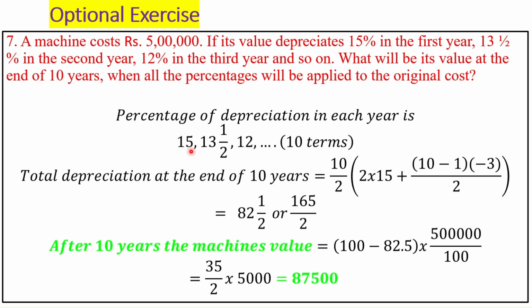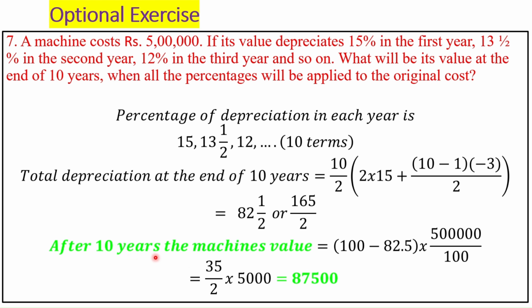So 15, 13 and a half, 12. So this is definitely in an AP, 1.5, 3 by 2, right? Yeah, minus 3 by 2 is the common difference. So total depreciation at the end of 10 years is 10 by 2 into 2 into 15 plus 10 minus 1 into minus 3 by 2. Minus 3 by 2 is the common difference. Which is equal to 165 by 2 or 82 and a half.